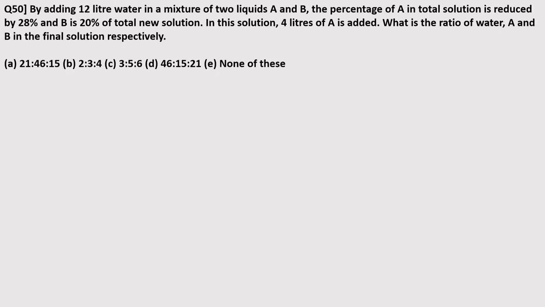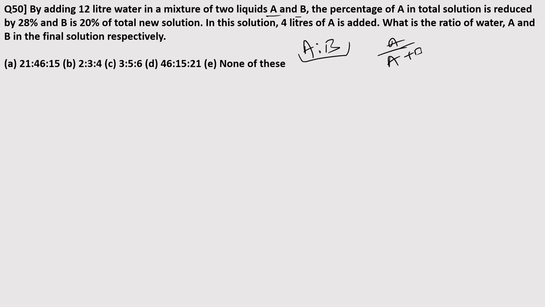Last question: by adding 12 liters of water in a mixture of two liquids A and B. Okay, two liquids, the mixture is A and B. This is the two liquids, this is the mixture. The percentage of A means A by A plus B, right?